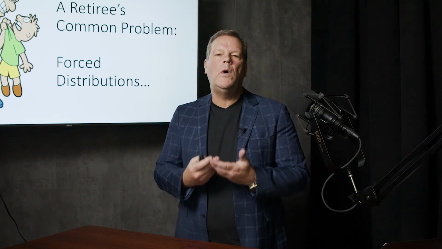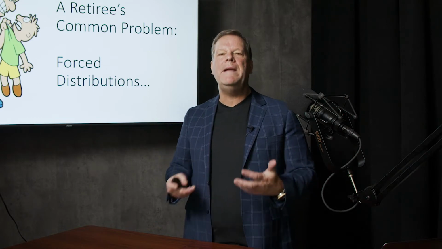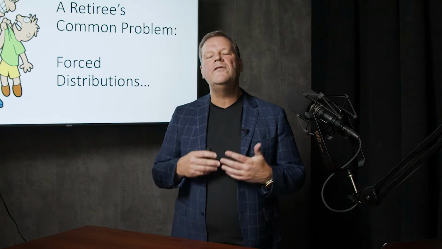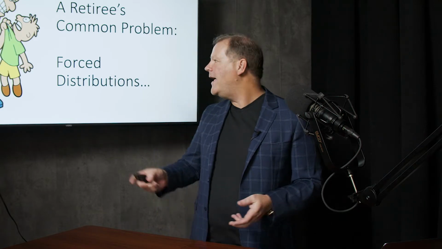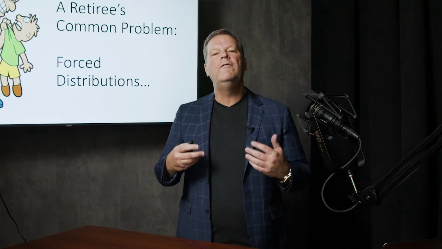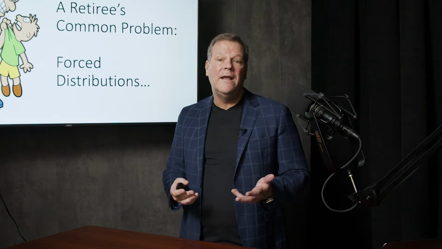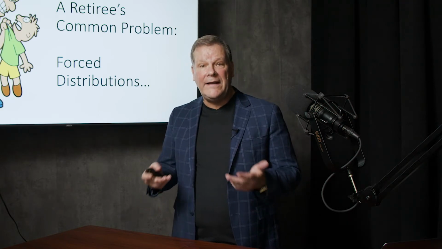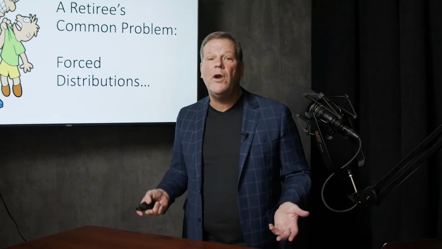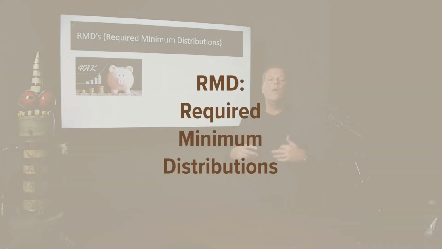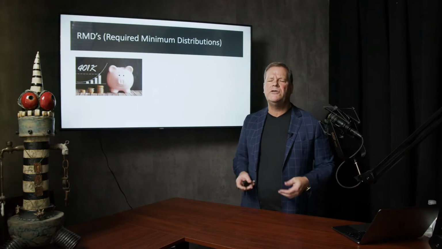For most people in retirement, their number one challenge is how to manage taxation on their retirement accounts. And retirement accounts have something that nothing else has, and those are, of course, forced distributions, meaning you've got to pull money out at some point in time, even if you don't want to. You have this thing called required minimum distributions. Now, I'm sure you've heard of the phrase, but how do they work? It's a common question I get.